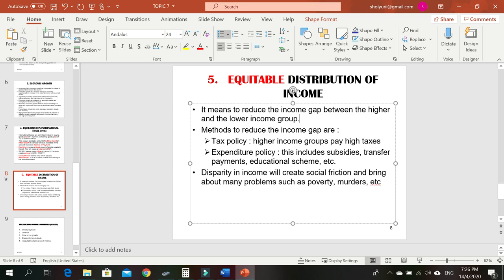You kena belajar betul-betul. Okay, with education you know how to sustain your lifestyle, to sustain your livelihood. Okay, and another way is expenditure policies. Kerajaan akan bagi subsidi, transfer payment, bagi duit BRIM, duit BPN sekarang, educational scheme, sponsor belajar and etc. So that dia boleh dekatkan jurang antara yang kaya dengan yang miskin tu. Okay, so that's it, the objective.